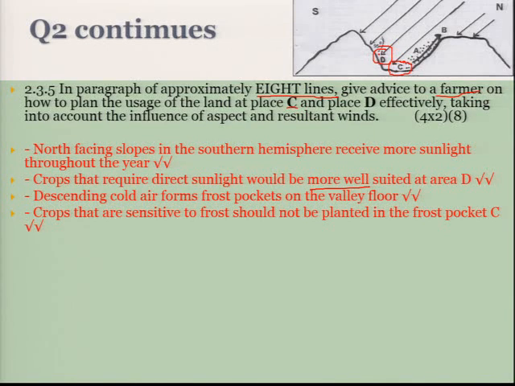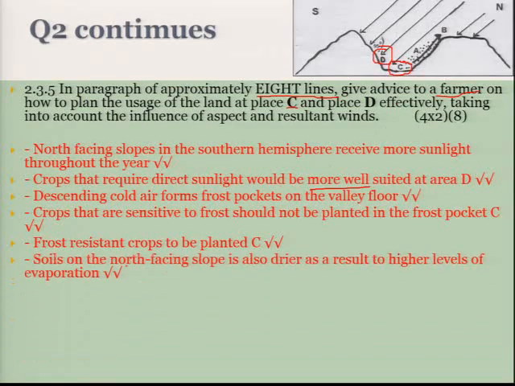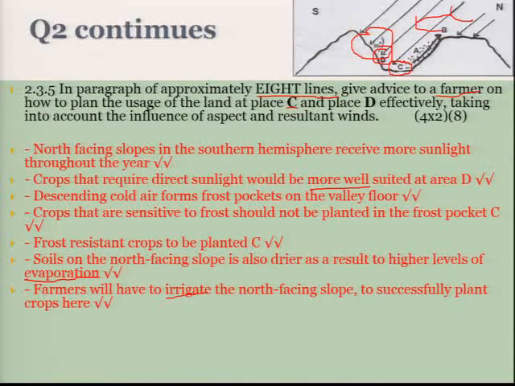Only those that need sunlight will be planted at D, but at C, because it's frost, we must not put any crops that are not resistant to frost there. Then frost-resistant crops can be planted at C, because they want these cold conditions and they will grow well. And then soils on the north-facing slope will also be drier. The farmer must remember that this part will be directed to the sun. It will be drier, with a lot of evaporation. Therefore, he must irrigate a lot.